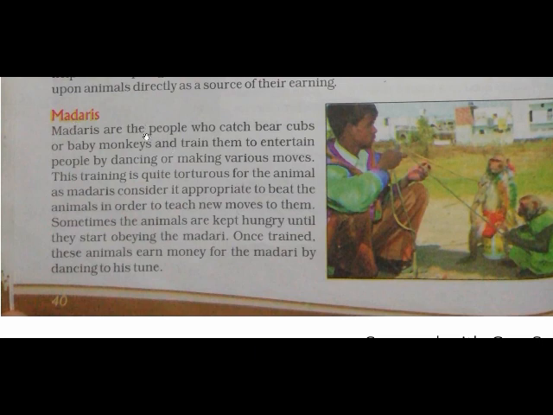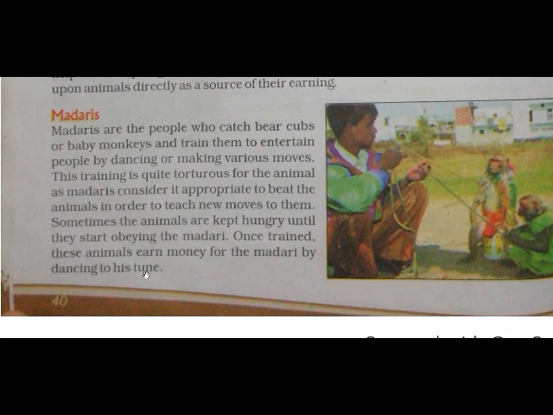Now Madaris are the people who catch bear cubs or baby monkeys and train them to entertain people by dancing and making various moves. This training is quite torturous for the animal, as the Madari considers it appropriate to beat the animals in order to teach new moves to them. Sometimes the animals are kept hungry until they start obeying the Madari. Once trained, these animals earn money for the Madari by dancing to his tune.